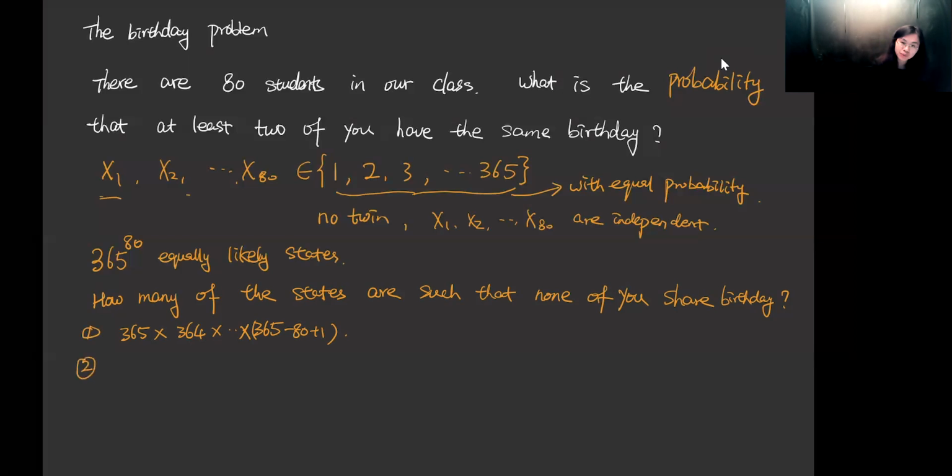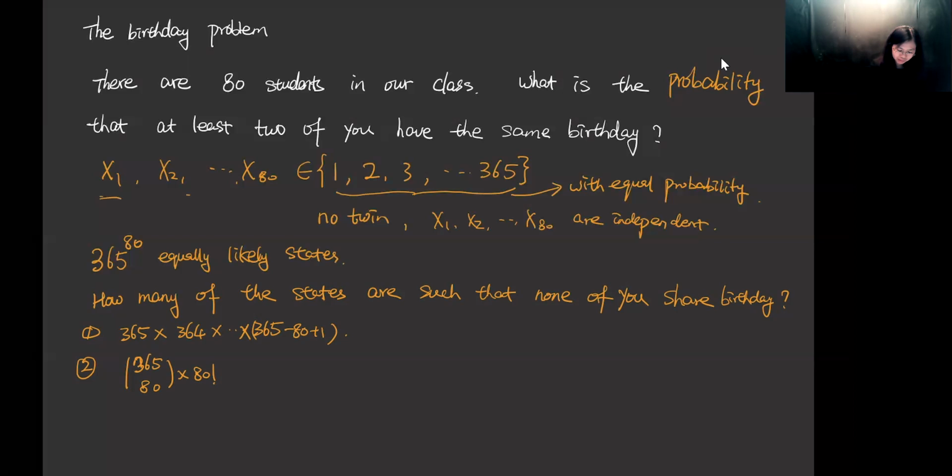The other way, as we have learned, is to first choose the k possible birthdays, n choose k. In this case, n is 365. Choose k, 80 birthdays, and then distribute these 80 birthdays to the 80 of you. Then that's times 80 factorial. And these two numbers are exactly the same.